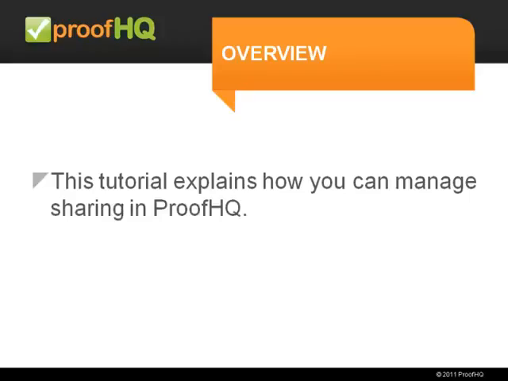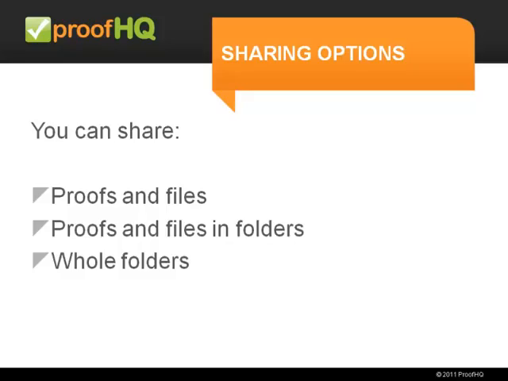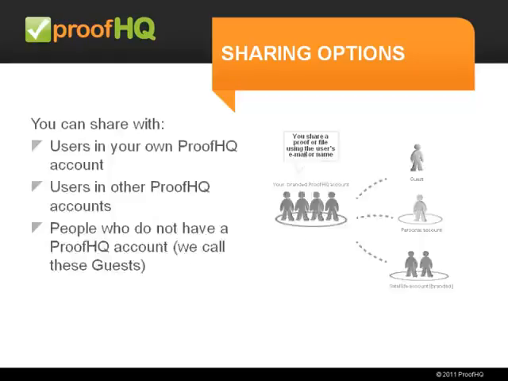This tutorial explains how sharing works in ProofHQ. ProofHQ lets you share proofs and files individually, proofs and files that are organized into folders but shared individually, and whole folders. You're able to share with users in your own ProofHQ account, users in other ProofHQ accounts including personal accounts and satellite accounts that you've created, and people who don't have a ProofHQ account at all. We call these people guests.